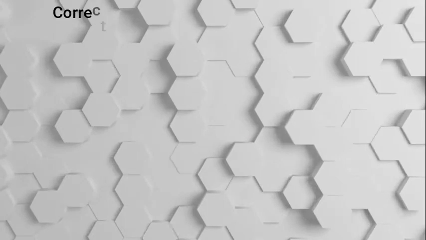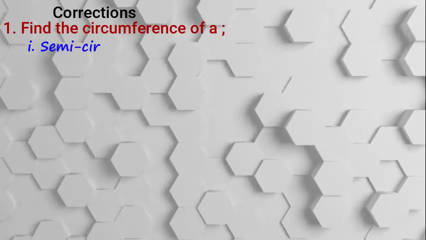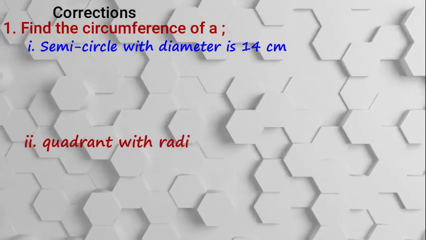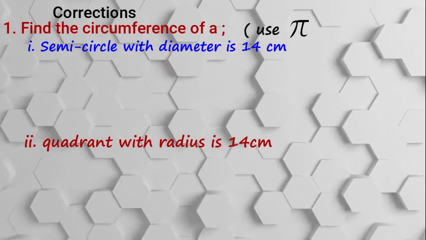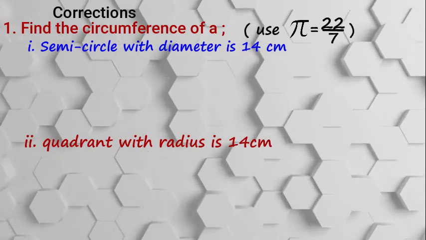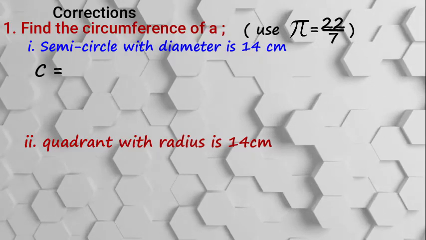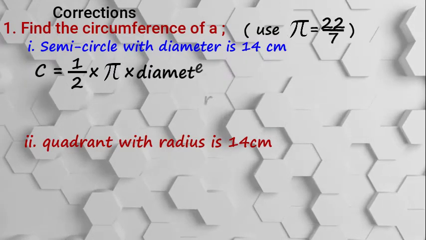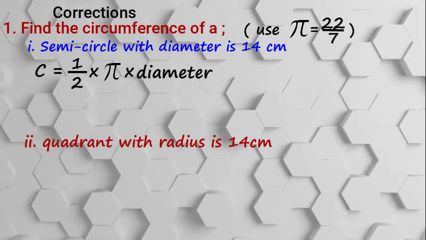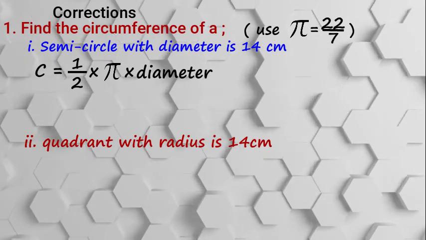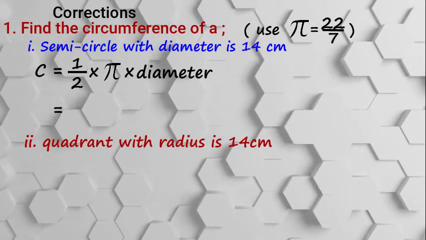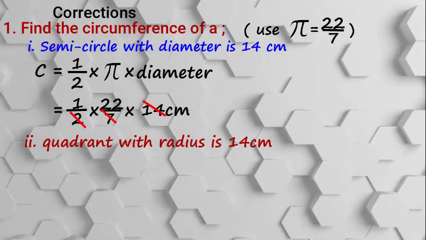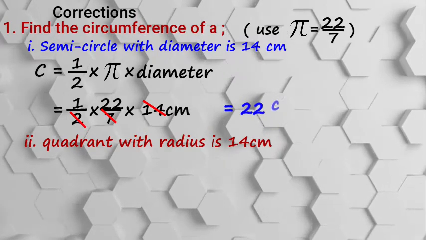We are supposed to find the circumference of a semicircle whose diameter is 14 centimeters and the circumference of a quadrant whose radius is 14 centimeters, and we are given pi as 22 out of 7. Part A, circumference of a semicircle is given by the formula a half times pi times diameter. Remember, the pi is 22 out of 7 and diameter 14 centimeters. When we substitute, we shall have a half times 22 out of 7 times 14 centimeters. And this gives us 22 centimeters.